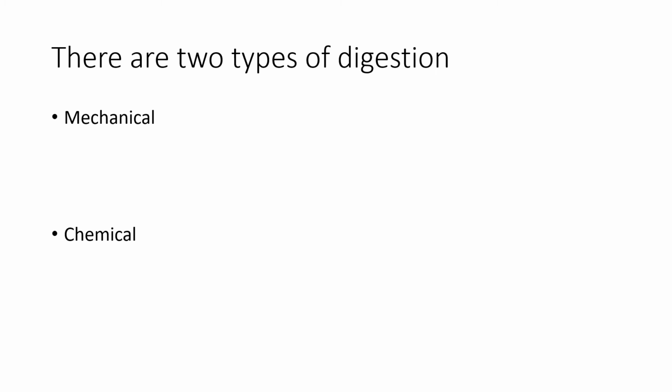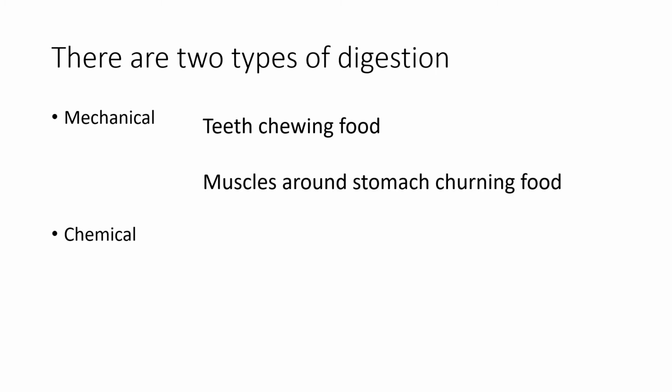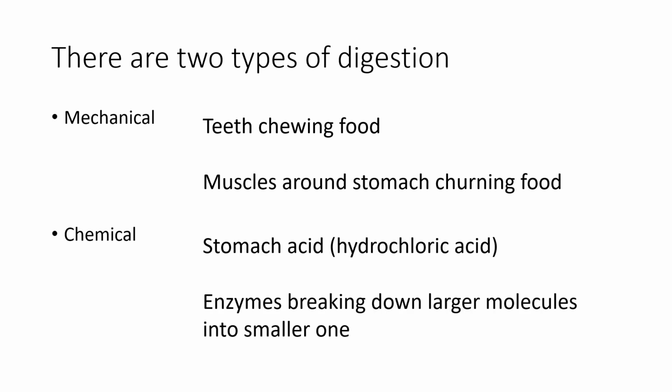There are two types of digestion we've mentioned already. We have the mechanical digestion, which is where we have the teeth chewing. We also have mechanical digestion with muscles around the stomach that churn the food up while it's in a bath of hydrochloric acid inside the stomach. We have chemical digestion, which is your hydrochloric acid in the stomach, but also the enzymes that occur around different parts of the body, specifically in the mouth and in the small intestine and the duodenum.